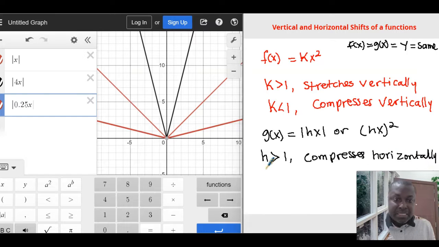Now what we see is that when it's less than 1, this time around it stretches horizontally.